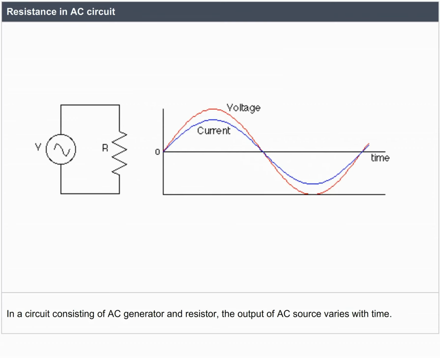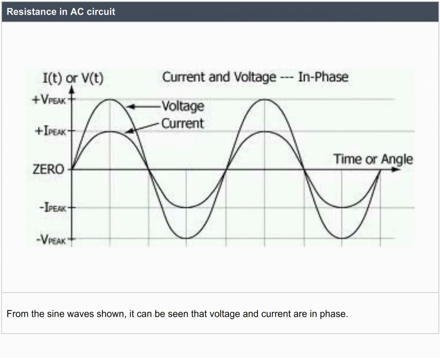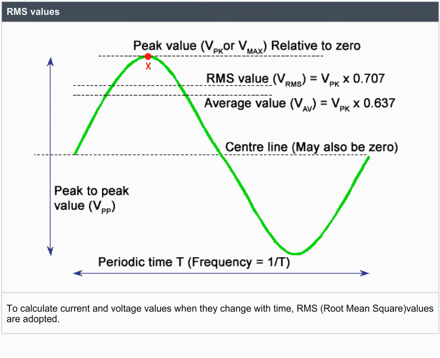Resistance in AC circuit. In a circuit consisting of AC generator and resistor, the output of AC source varies with time. It is calculated using the formula V equals Vmax into sine of 2 pi ft. From the sine wave shown, it can be seen that voltage and current are in phase. RMS values. To calculate current and voltage values when they change with time, RMS, root mean square values are adopted.